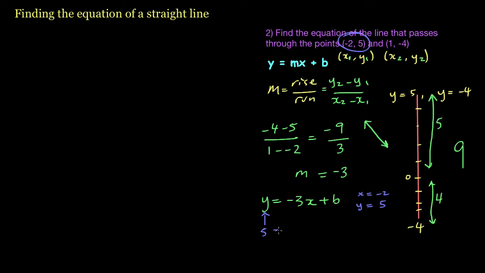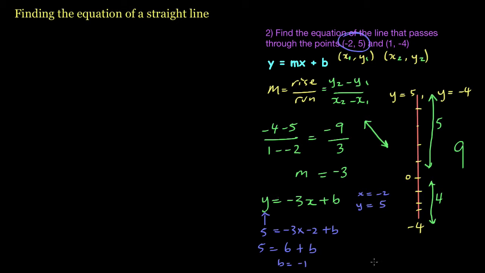So I've got 5 is equal to minus 3 times x. Well, what's x? X is minus 2, plus b. Now if you'd chosen the other coordinate of 1, minus 4, you'd still get the same b value. So let's find b. We've got 5 is equal to minus 3 times minus 2. That's going to give you 6 plus b. So b equals minus 1.